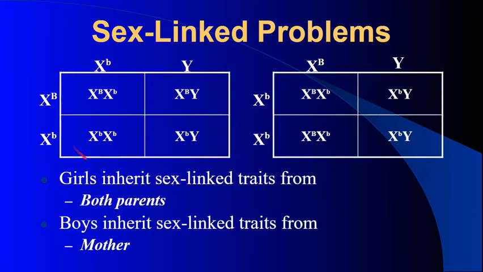So right here we have a female who is colorblind. For her to be colorblind, she had to get an X little b from her mom and an X little b from her dad. Whereas here, when we have the colorblind male, he's male because he got a Y chromosome from his father. But he's colorblind because he's got the X little b from his mother.